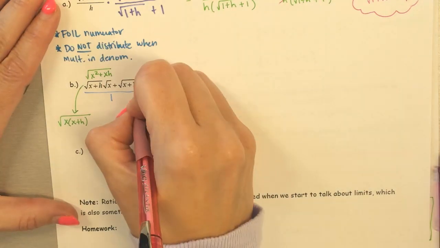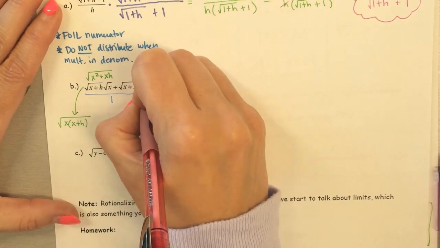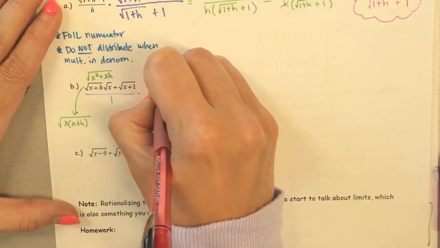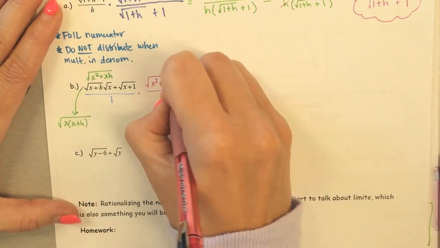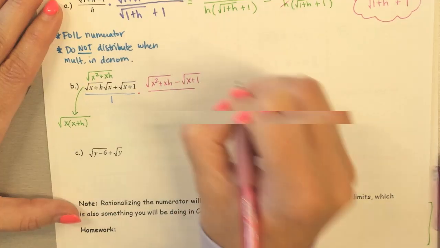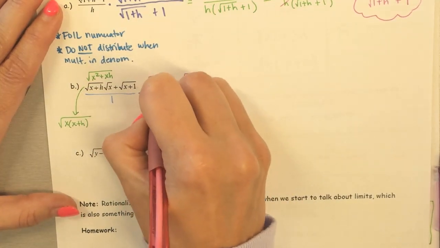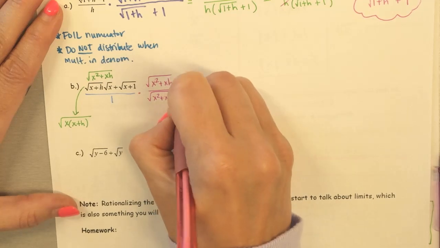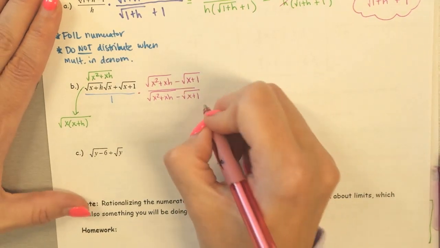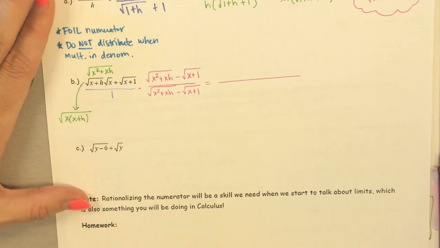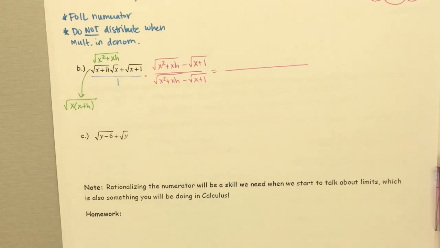That's going to make it a little bit easier. So when you multiply by the conjugate, you can just multiply by the square root of x squared plus xh minus the square root of x plus 1. And whatever you multiply by the top, you have to do the same thing to the bottom. So let's FOIL the numerator and see what happens. First term by first term.